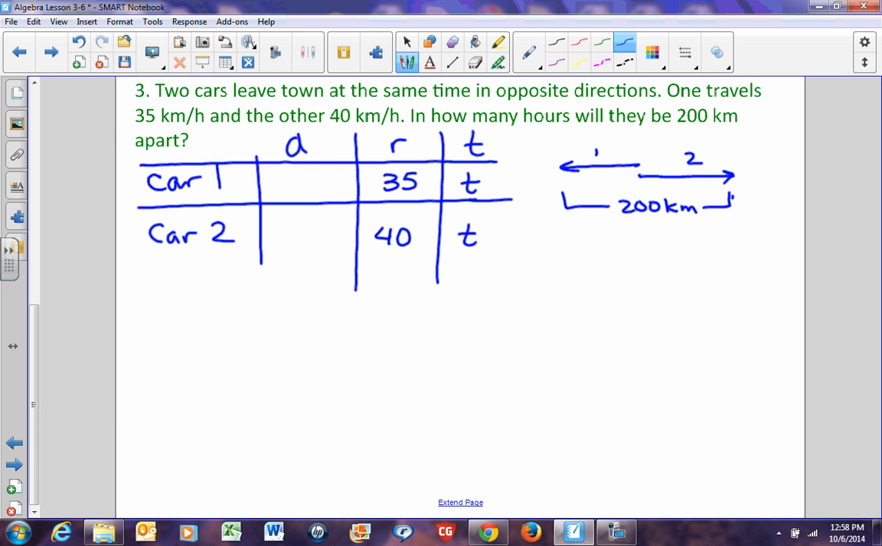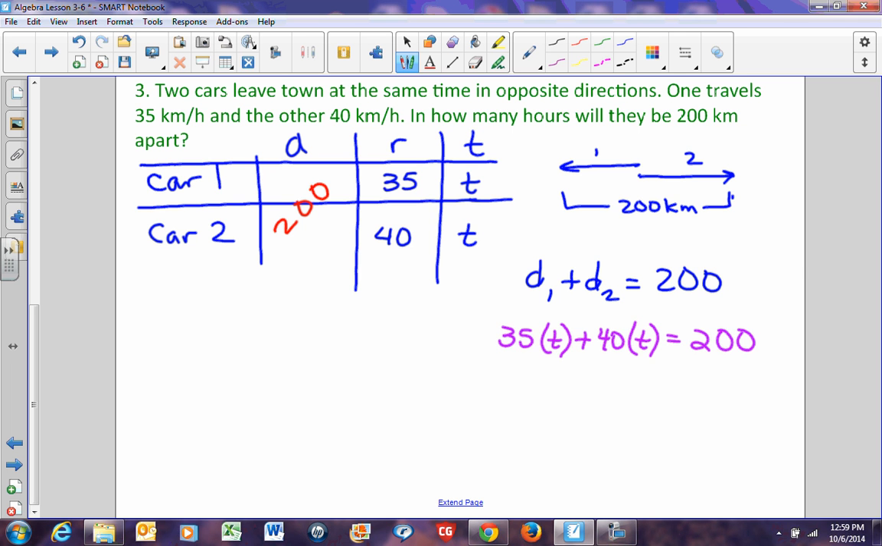So together, the distances they have to travel, distance for car 1 plus the distance for car 2 has to equal 200. So I'm just going to put a 200 across both of these because together they both have to travel 200 kilometers. So the distance for car 1 plus the distance for car 2 has to equal 200 kilometers. Remember, distance equals rate times time. So the distance for car 1, the rate times the time, plus the distance for car 2, the rate times the time, has to equal the total distance they'll be apart, which is 200 kilometers.